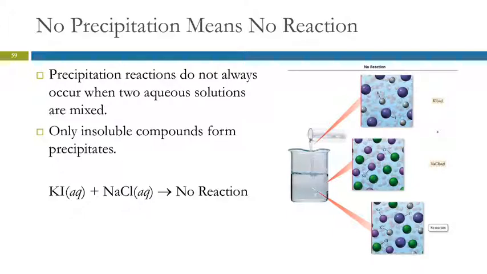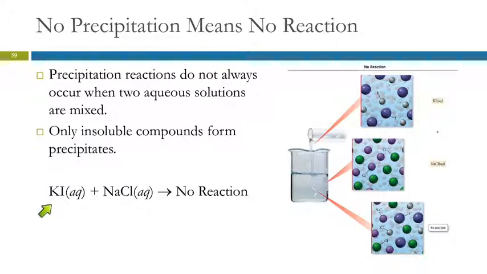Because you don't always get a precipitation reaction. Just like, you get a bunch of people together, you don't always have somebody finding their soulmate, right? In fact, that's maybe kind of rare. So the precipitation happens only if we have some insoluble compounds.